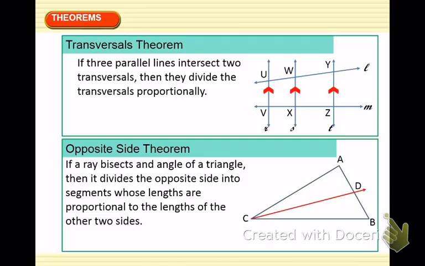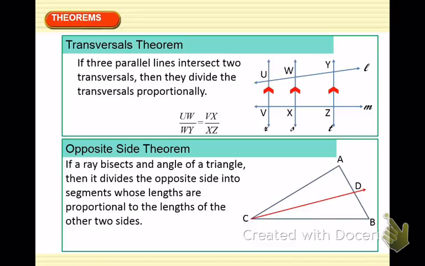All right. A couple more theorems. If three parallel lines intersect two transversals, then they divide the transversals proportionally. Right? We've talked about transversals before. Transversals are just any line that intersects two or more lines at different points. So line L and line M would be your transversals. Now, if three parallel lines intersect those two transversals, then it's going to divide the transversals up proportionally.